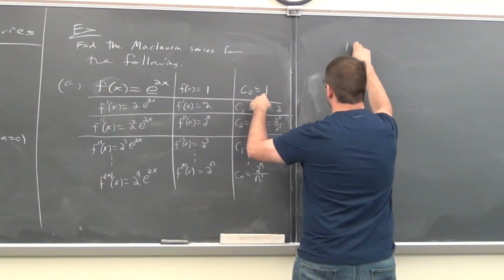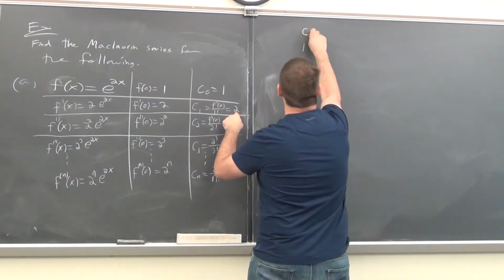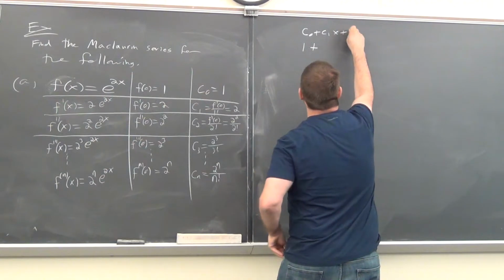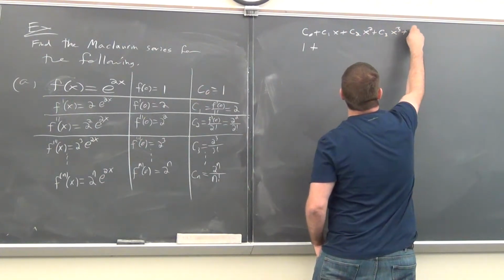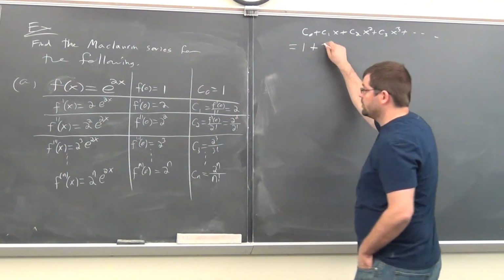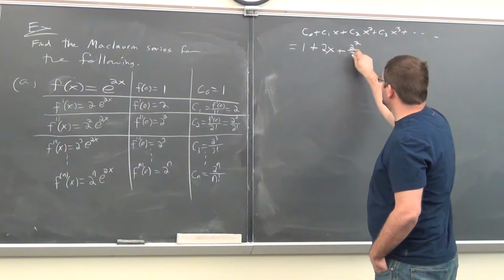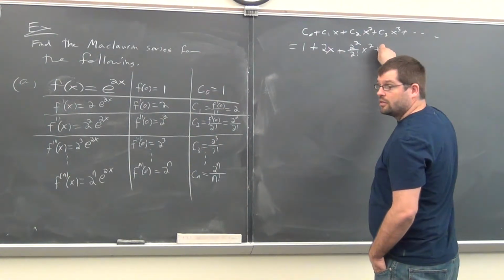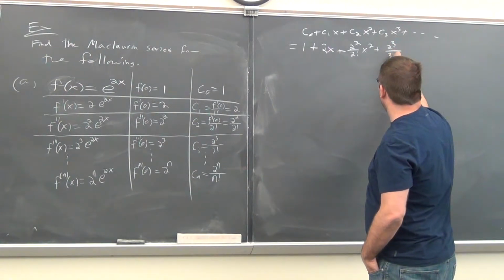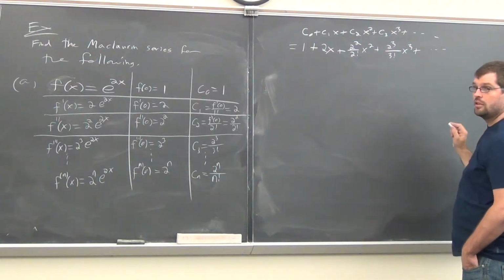It's C0 plus C1x, plus C2x squared, C3x cubed, and so on. So it's 1 plus 2x plus 2 squared over 2 factorial x squared, 2 cubed over 3 factorial x cubed, and so on.